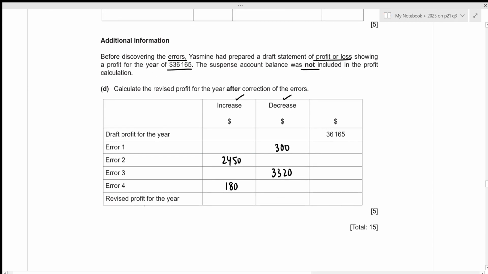Okay. Now, in order to calculate the revised profit for the year, we need to add the values within the increase column, subtract the values within the decrease column. So that will be 36,165 minus 300 plus 2,450 minus 3,320 plus 180, which results in the value of 35,175. This concludes the fourth part of this question as well as this entire question.